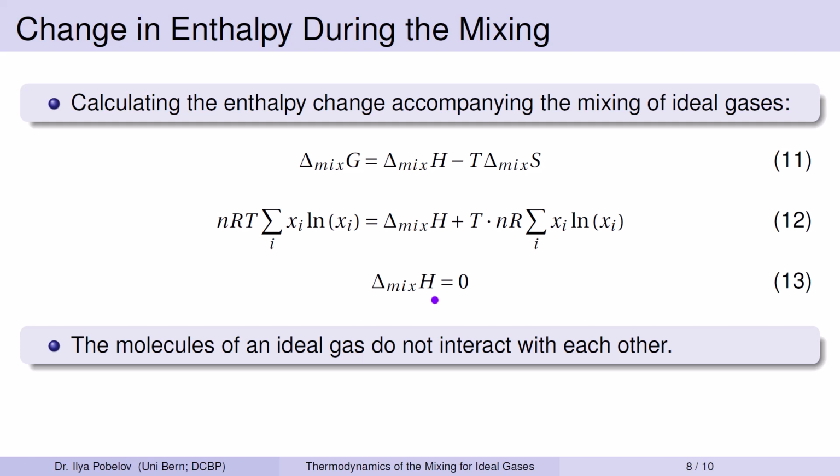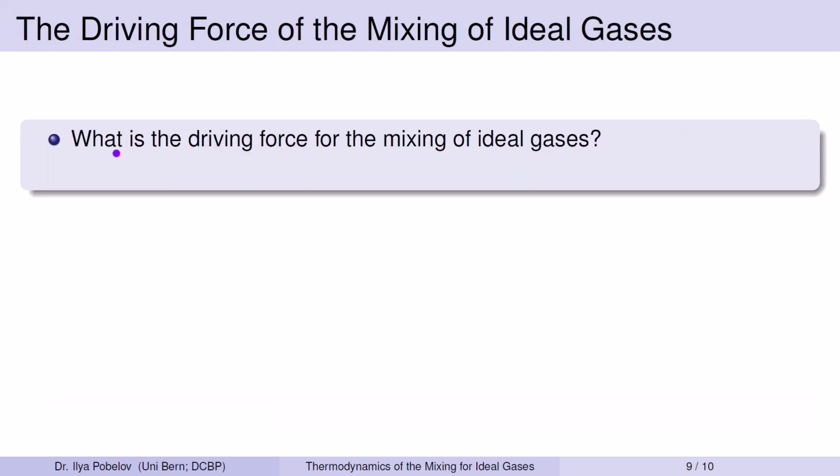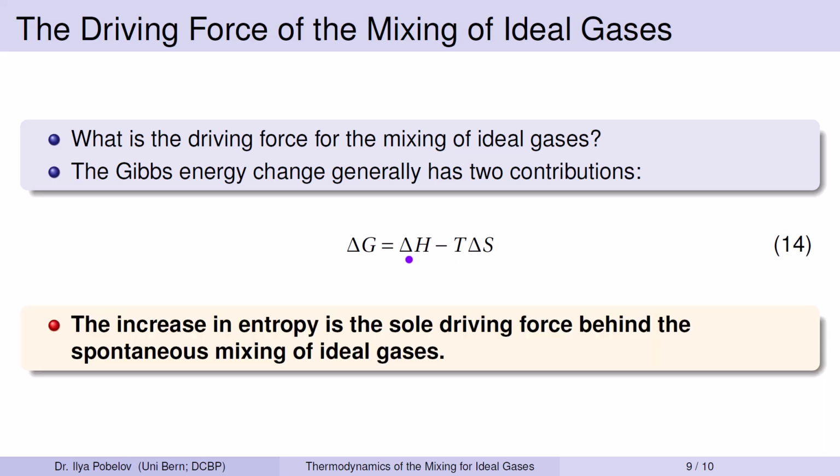This result makes sense because the molecules of an ideal gas do not interact with each other. Therefore, there is no enthalpy change associated with the mixing of ideal gases. What is the driving force for the mixing of ideal gases? As we discussed earlier, the Gibbs energy change generally has two contributions, an enthalpic term and an entropic term. For ideal gases, the increase in entropy is the sole driving force behind the spontaneous mixing, and there is no enthalpy change.